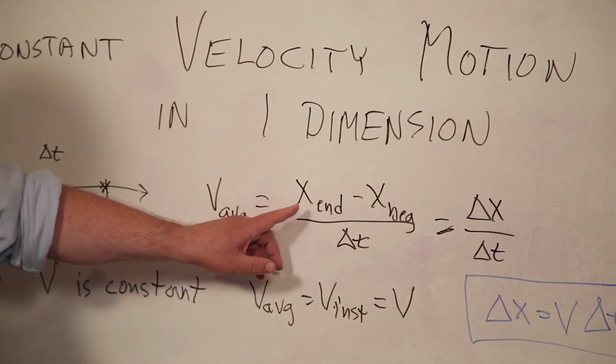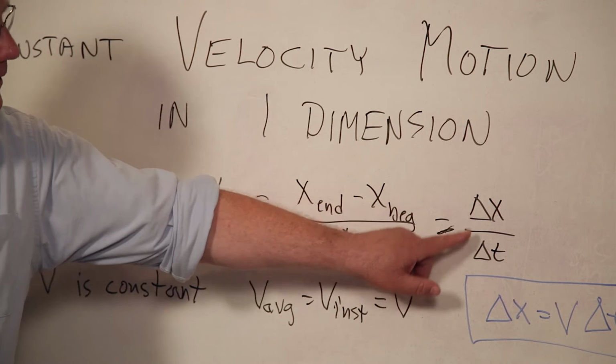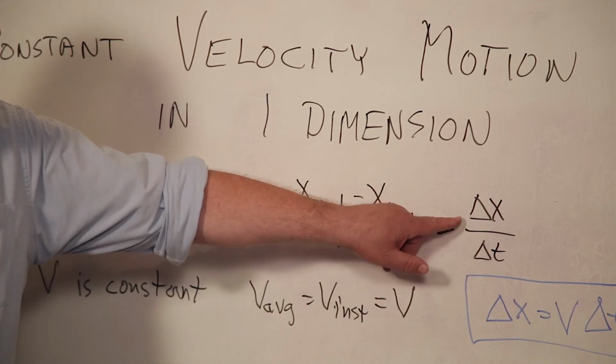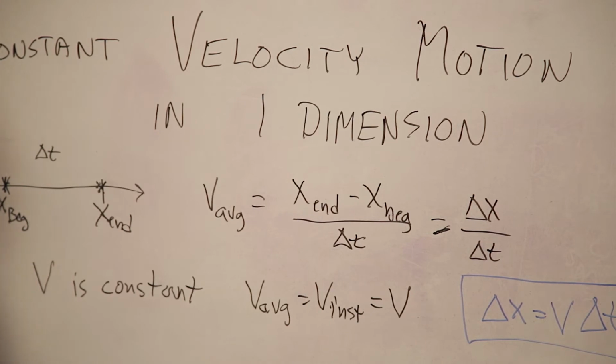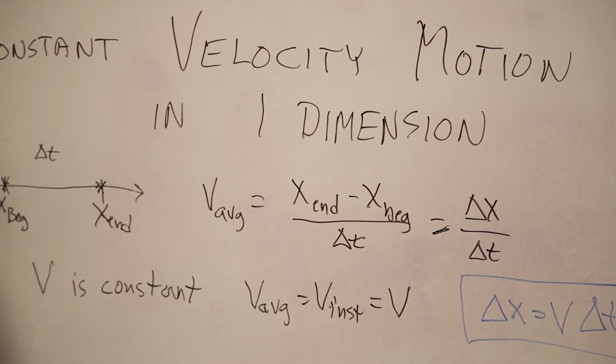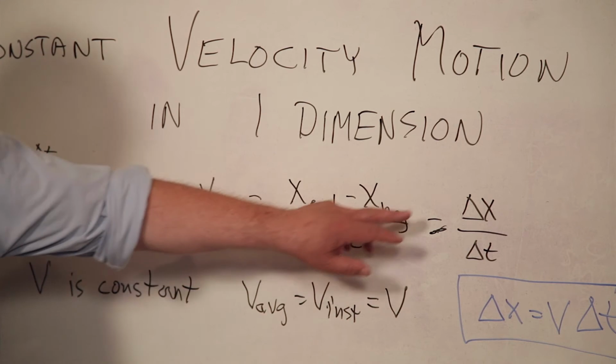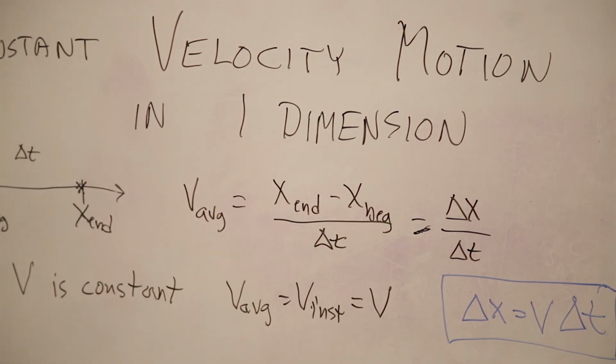We can also rewrite that as change in x over change in t. This funny triangle is called a delta. It's a Greek letter and it means change. So we've got v average equals delta x over delta t.